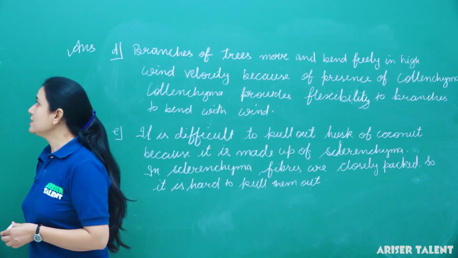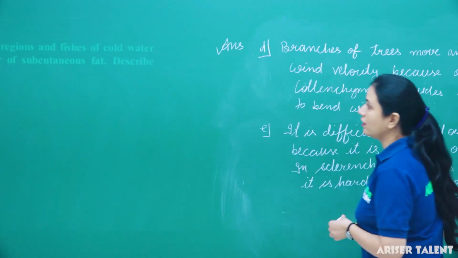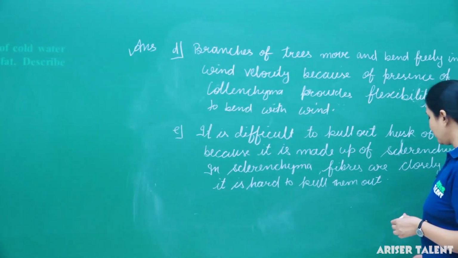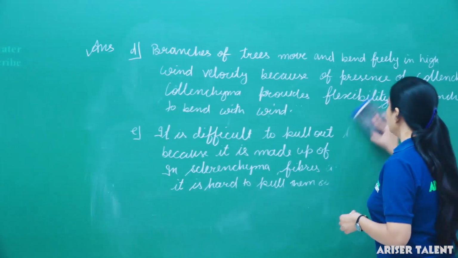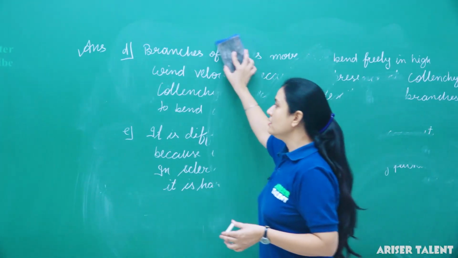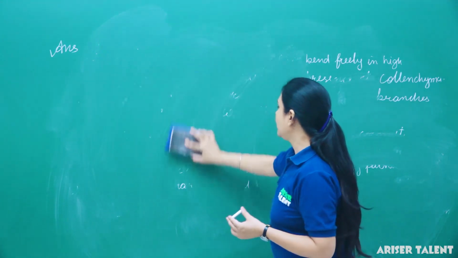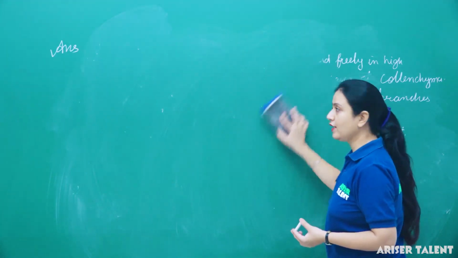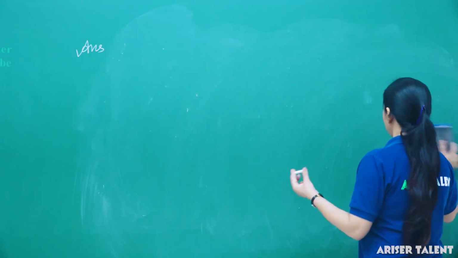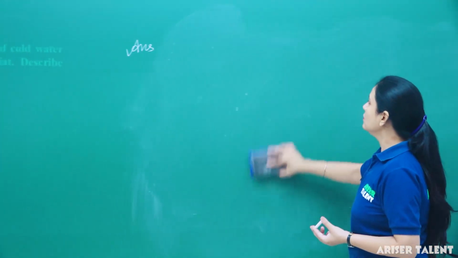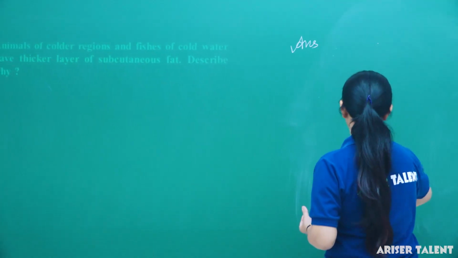Animals of colder region and fishes of cold water have a thicker layer of subcutaneous fat. Why? Because, as I told you, subcutaneous fat helps to prevent loss of heat from the body, or it works as an insulator. So here we go with the answer.